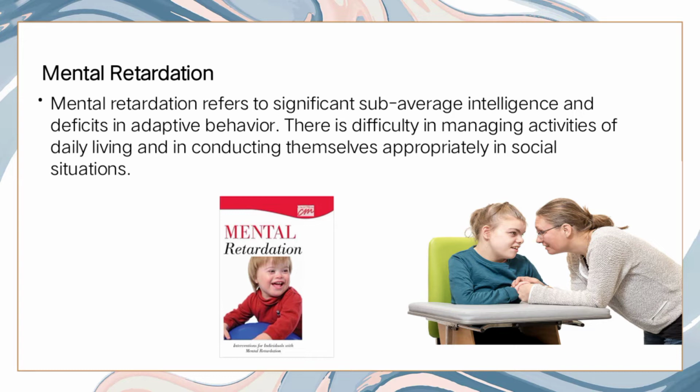Mental retardation, or intellectual disability, also known as ID, refers to significantly sub-average intelligence and deficits in adaptive behavior. There is difficulty in managing activities of daily living and in conducting themselves appropriately in social situations. It is characterized by below average intelligence or mental ability and lack of skills necessary for day to day living. People with mental retardation or intellectual disability can and do learn new skills, but they learn them more slowly.